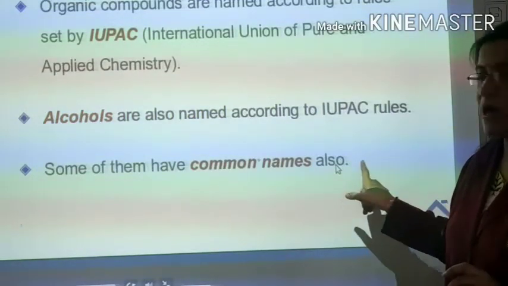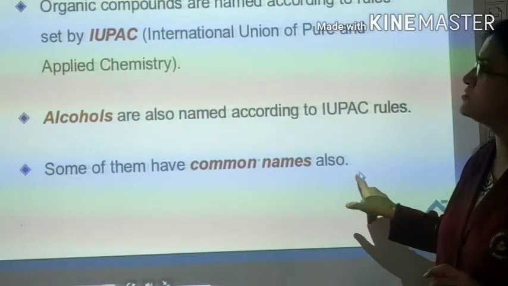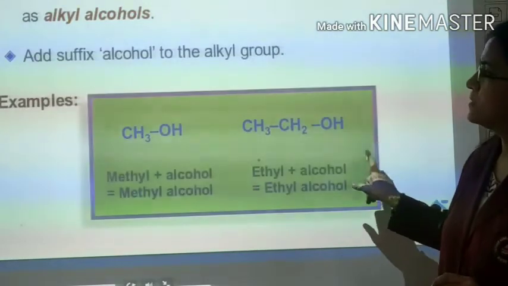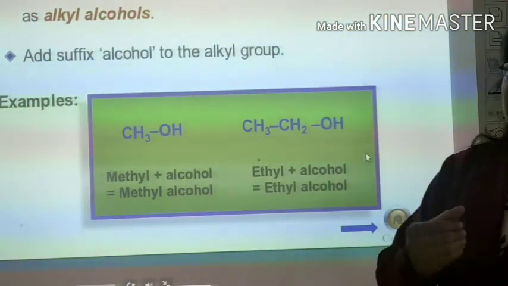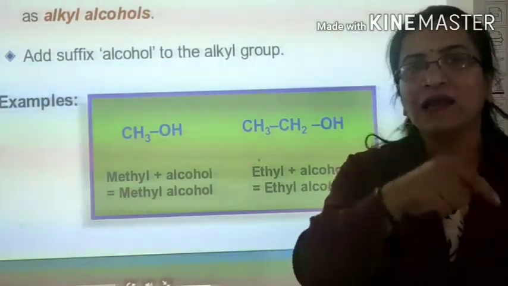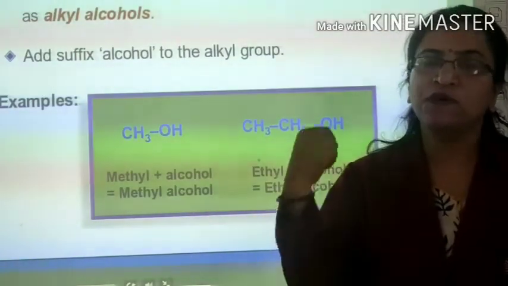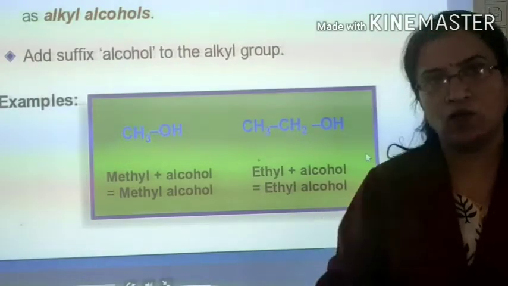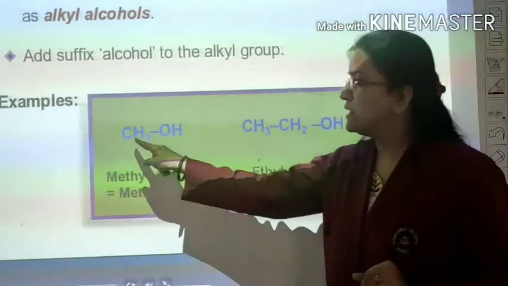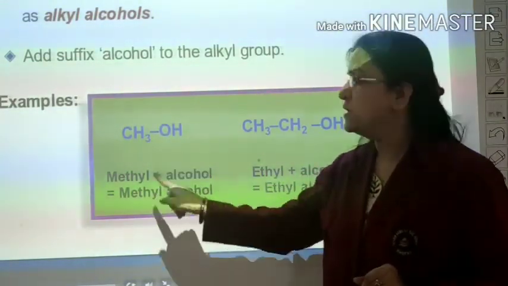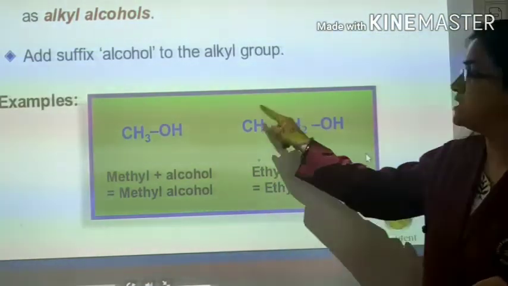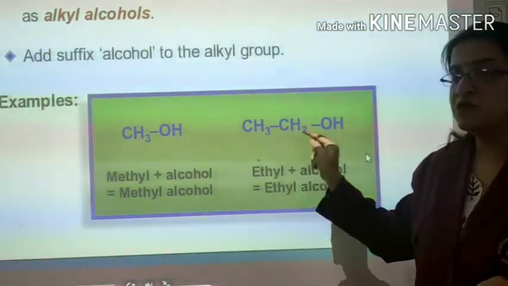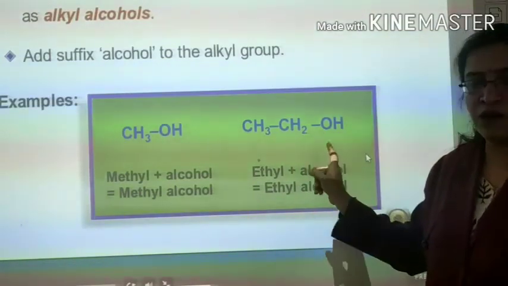Some of them are known by common names also. Look at here. In common names, mostly the name is like alkyl alcohol. Means first we name the alkyl, then alcohol. So look at here. Here CH3 is methyl, so it is named as methyl alcohol. Here CH3CH2 is ethyl, so it is named as ethyl alcohol.